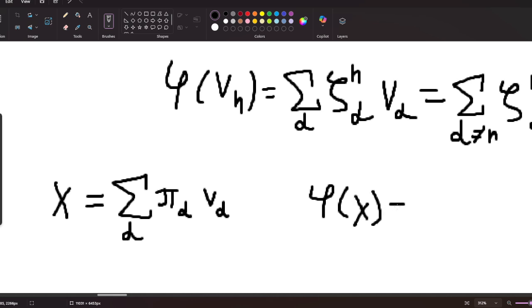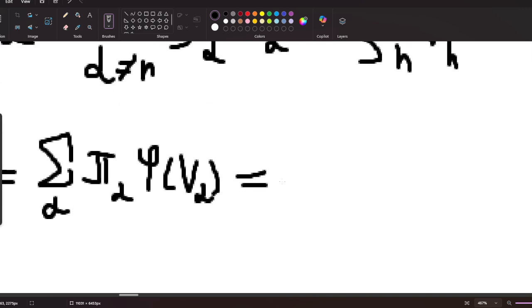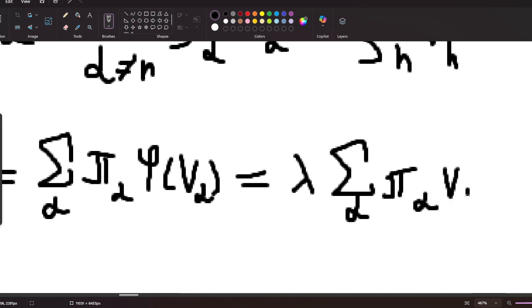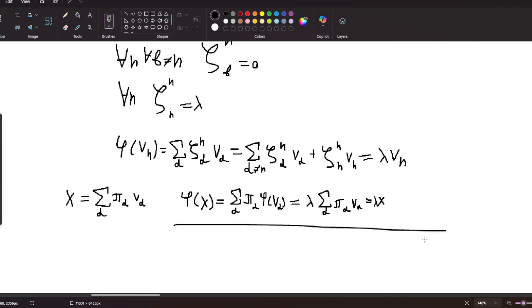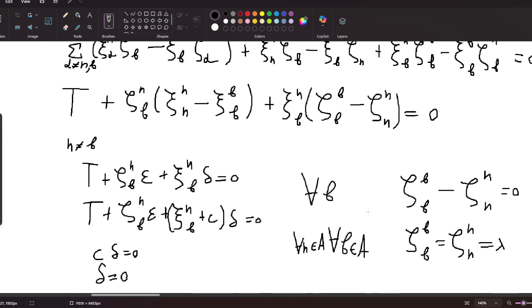Phi of x is going to be the sum over alpha of P alpha times phi of V alpha. Now that's just going to be lambda V alpha. We can grab out the lambda and pull it outside of the sum. We have a sum over alpha of P alpha V alpha, which is just x. So for every x, phi of x is going to be equal to lambda x. I mean, I have shown it now, but that was really complicated. There's an easier way to do that.